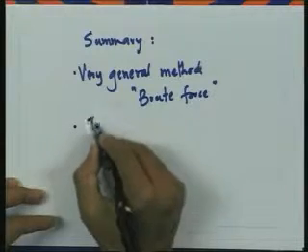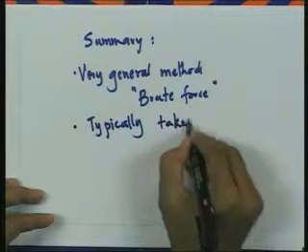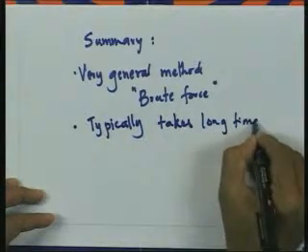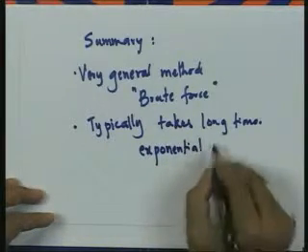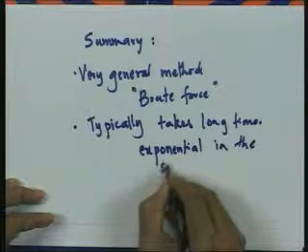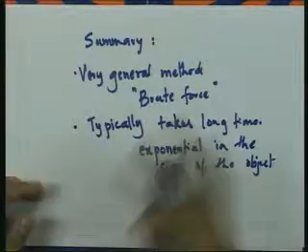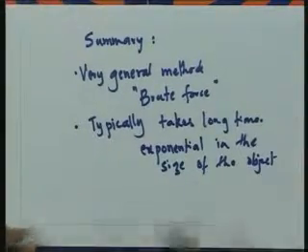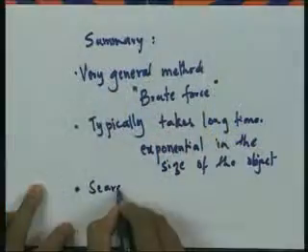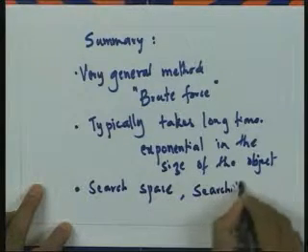And typically, it takes a long time. In fact, typically it takes time exponential in the size of the object. So either 2 to the n or n factorial or n to the n or something like that. And we have defined terms like search space and the tree that sits on it as the search tree.